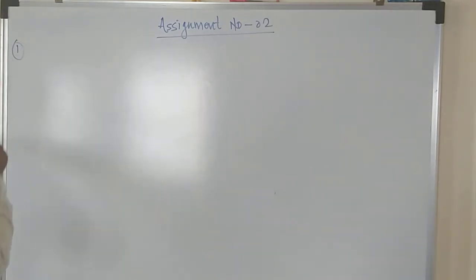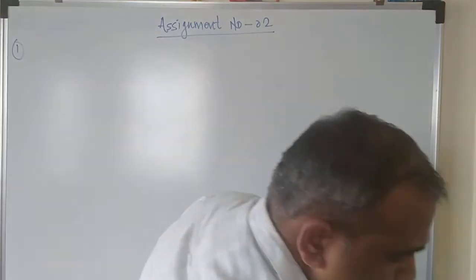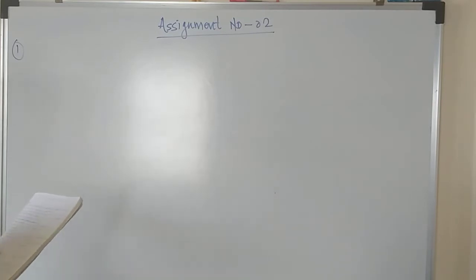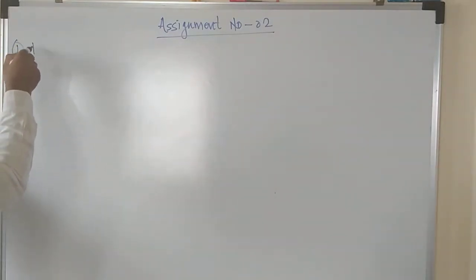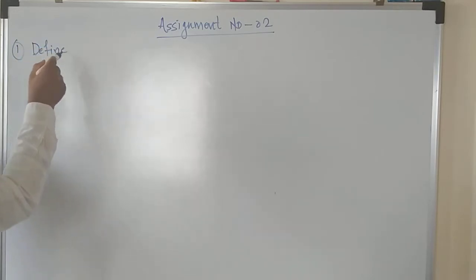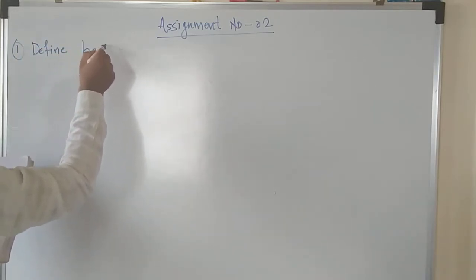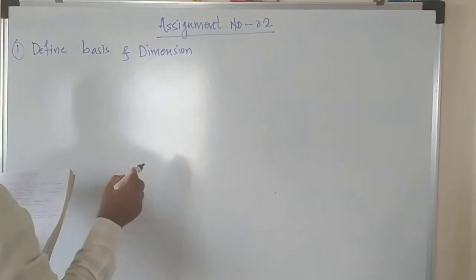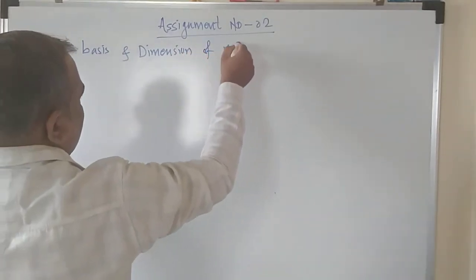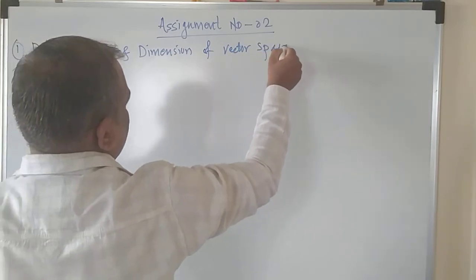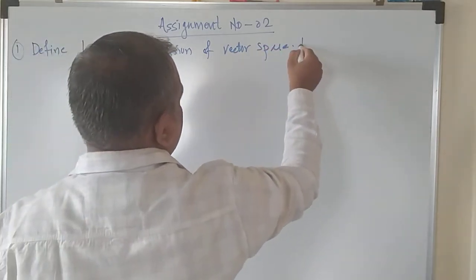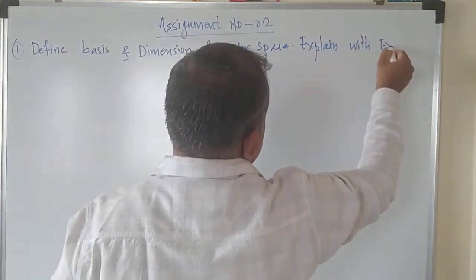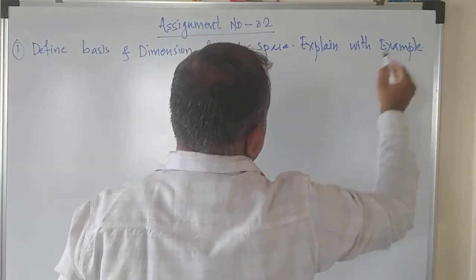The first question will be on: define basis and dimension of vector space, explain with example.